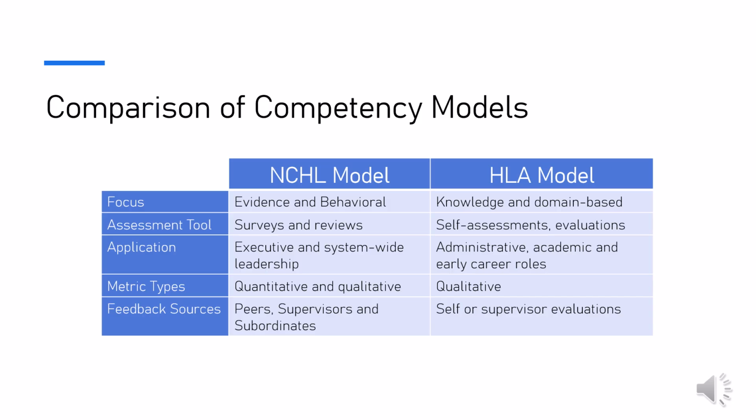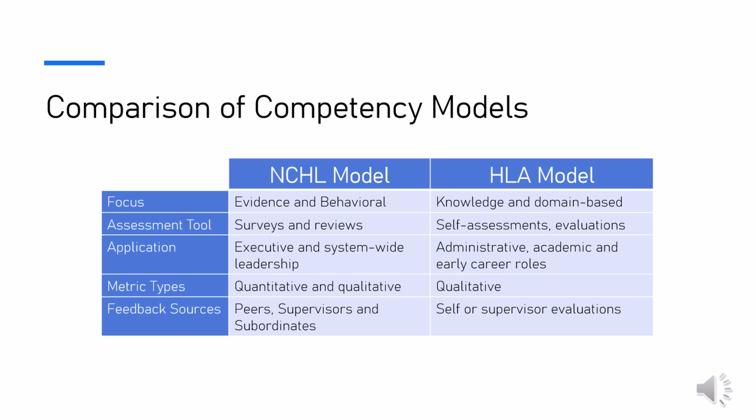Comparing these two competency models, there are occasional similarities, but they generally differ. For this comparison, we will be reviewing the model's focus, assessment tool, application, metric types, and feedback sources. The focus of the NCHL model is evidence and behavioral based, whereas for the HLA model, it's knowledge and domain based. The assessment tools are slightly similar, with the NCHL model using surveys and reviews, while the HLA uses a self-assessment and evaluation.